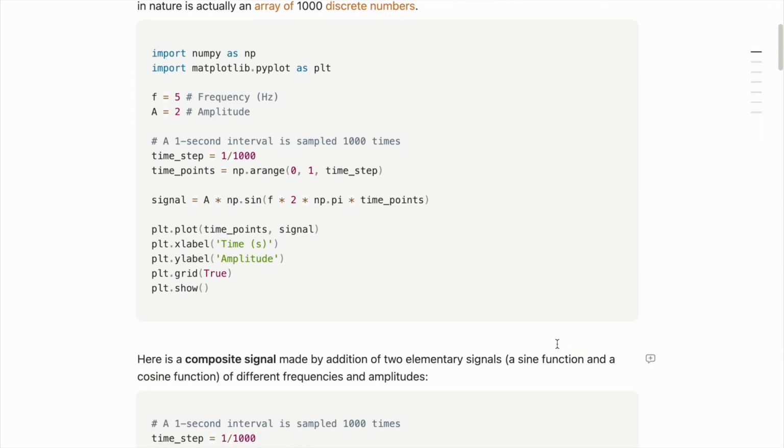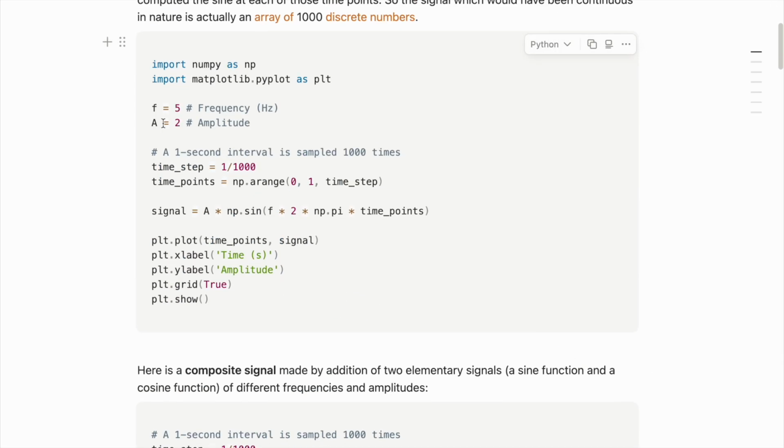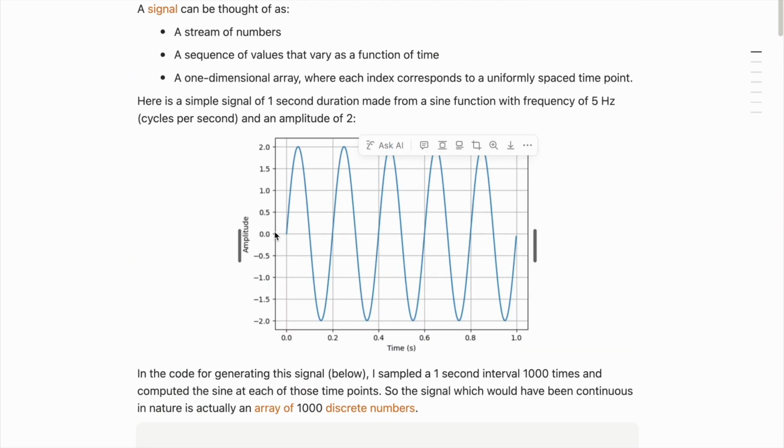And the way I created it is using this code. The frequency is 5. The amplitude is 2. I took a 1 second interval and I split it into 1,000 pieces, and I created 1,000 time points. And then the signal is created by taking a sine using the amplitude and frequency. And then I plotted it. So what you see that appears to be a continuous signal is actually composed of 1,000 discrete time points, and this is important when we talk about discrete Fourier transforms.